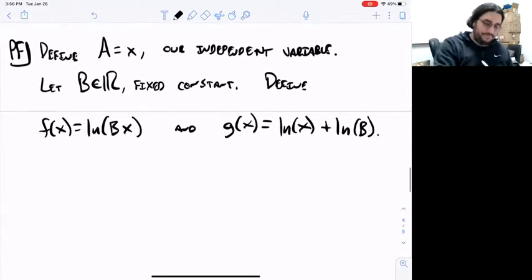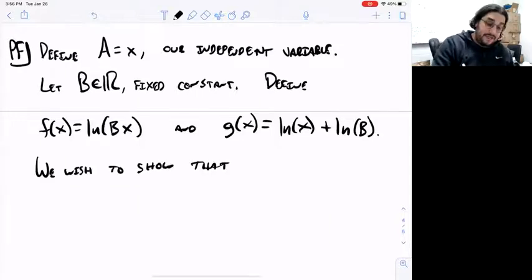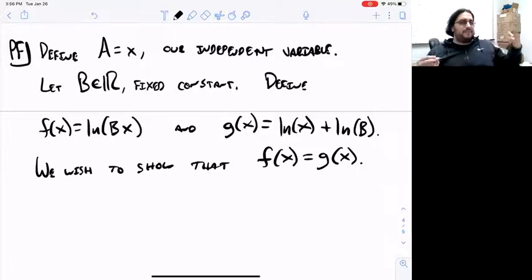Right. So we wish to show that f equals g. This is our goal, right? If we can do that, then we've proven the identity that we're trying to show. So at the moment, I haven't really done any math. I've just given names to everything, right? So I want to show that f equals g.